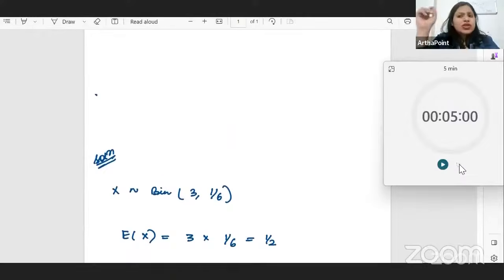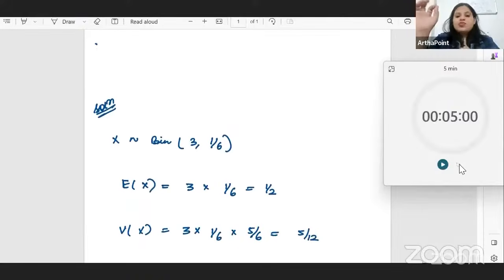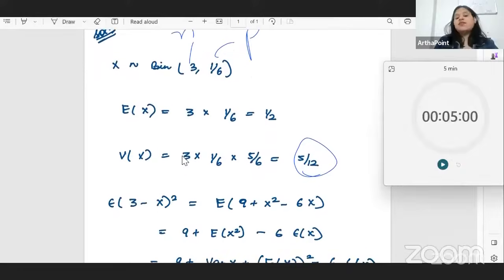Now I have to find expectation of X. Very simple. If anything is a binomial distribution, expectation of X will be n into p. So n is 3, p is 1 by 6, so E(X) will be 1 by 2. Variance of X will be npq, right? So n is 3, this is my n, and this is my p. So npq will be 3 into 1 by 6 into 5 by 6. It is going to be 5 by 12. So I have been able to find out the expectation of X and the variance of X.